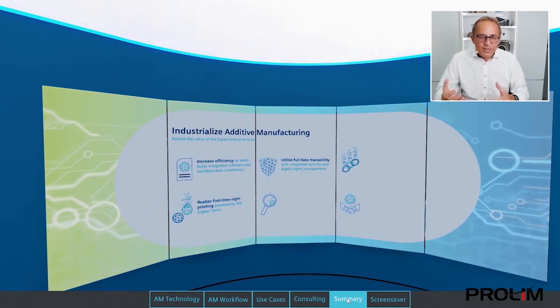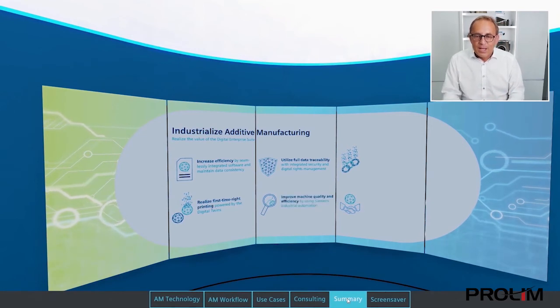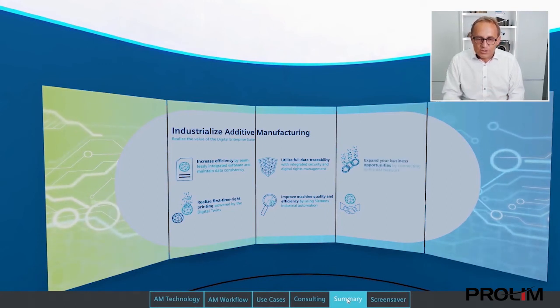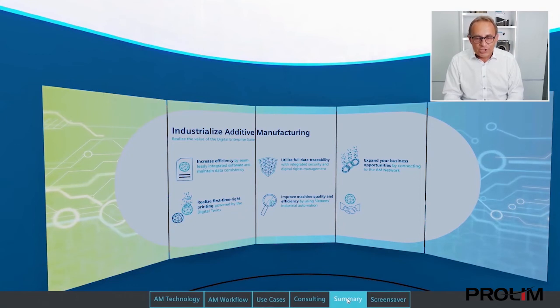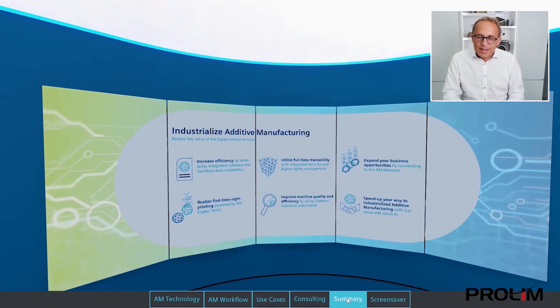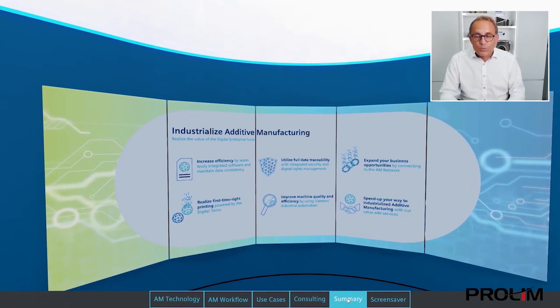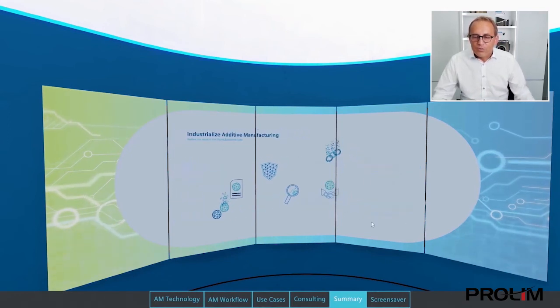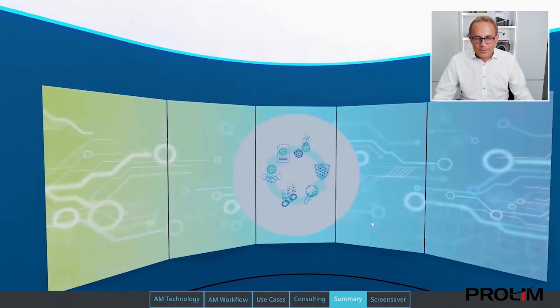With the digital twins, we see the failures before they appear on the machine. We utilize full data traceability. We know what we do in each step of the design and production. We can improve machine quality and efficiency by using Siemens Industrial Automation Solution. You can expand your business opportunities by connecting to the AM network, and what we didn't show in detail, but we have many consultants who can support you in different areas. If it's connecting machines to MindSphere, bringing more intelligence to it, having artificial intelligence and so on. This is all where we can speed up your way to industrialize additive manufacturing.